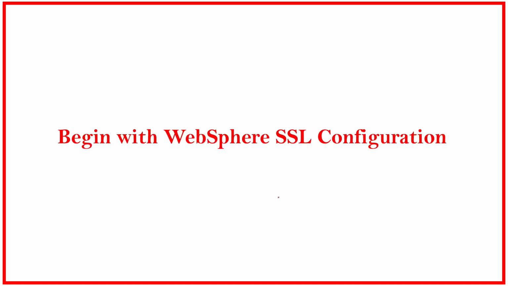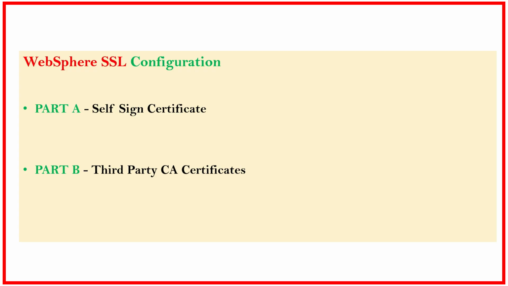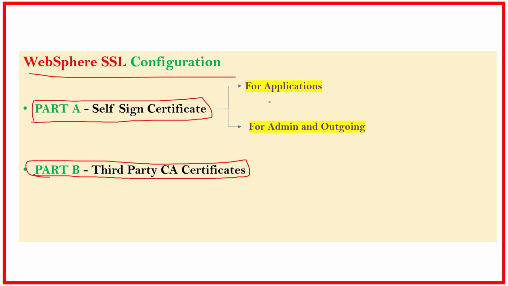So now we have covered the complete end-to-end core concepts of SSL, and let us now begin with the SSL configuration. And how are we going to cover it? We are going to cover it in two parts. The first part covers the configuration of the self-signed certificate. Second, I will show you how to configure with the CA certificate. And for each part, we will have two subparts. First, if we are going to secure the application which we have deployed in WebSphere. Second, if we are going to secure our admin console or the outgoing traffic.